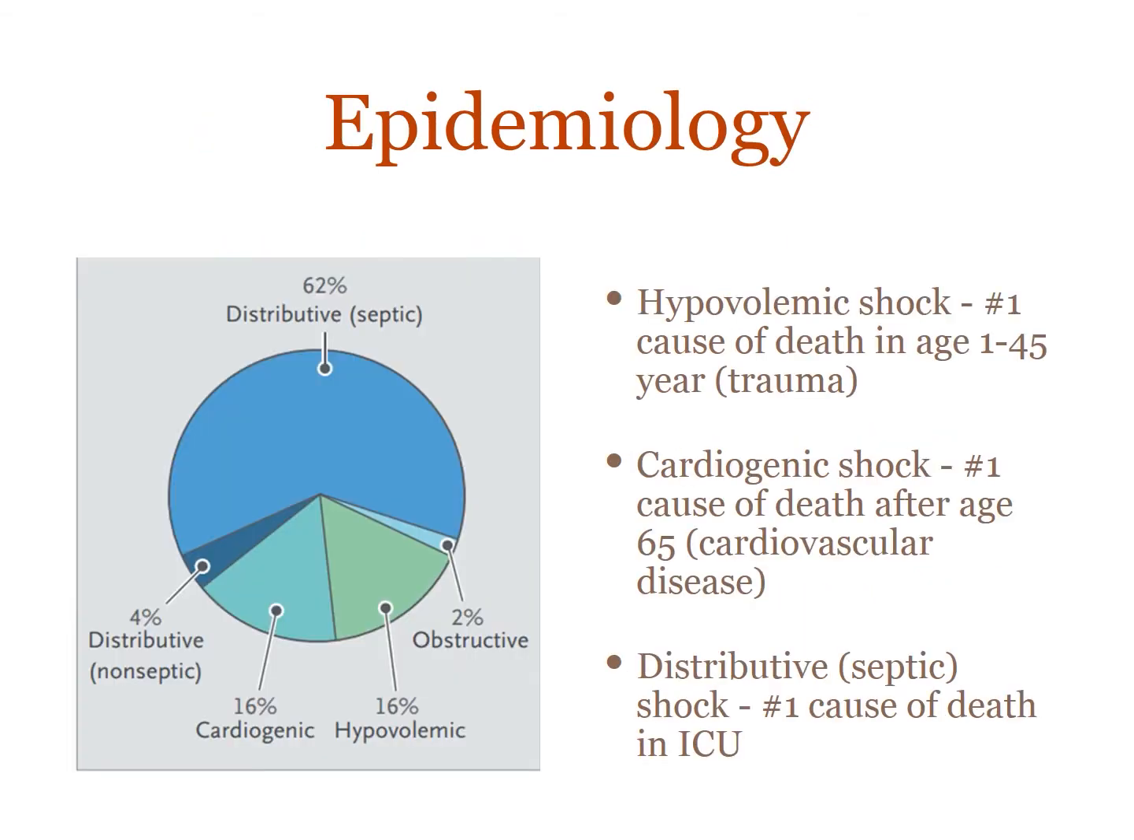Shock can be categorized according to the underlying cause, including septic shock, cardiogenic shock, anaphylactic shock, and shock associated with burns, trauma, and hemorrhage. Septic shock is the most common form of shock among patients in the ICU, accounting for almost 2/3 of cases, followed by cardiogenic shock and hypovolemic shock, each accounting for 16% of cases. Obstructive shock is relatively rare.